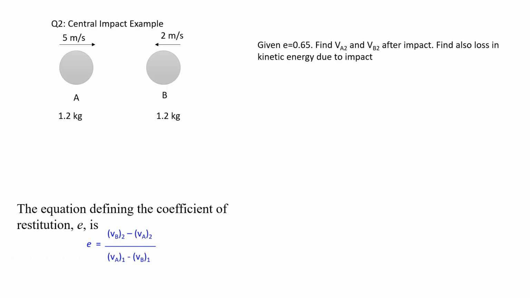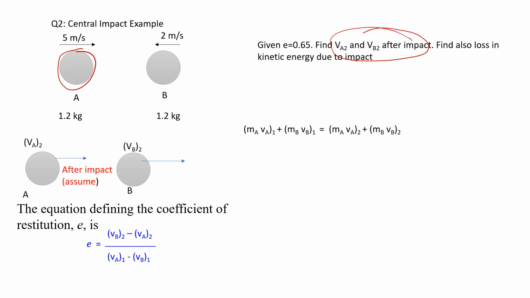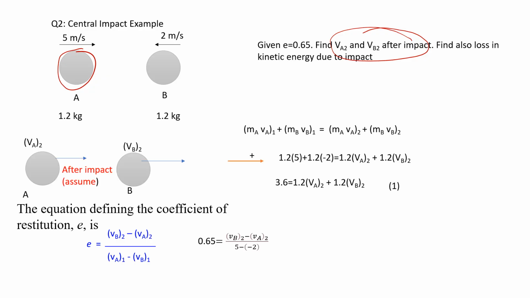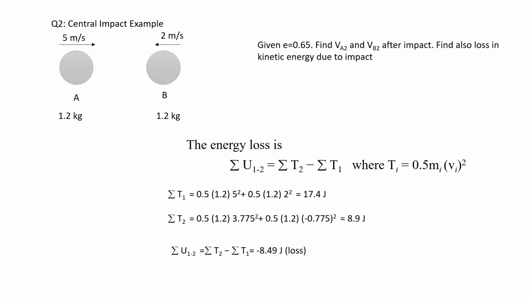So this is an example which we did in the class. Two bodies, and we have been asked to find out the velocity after impact. We have these two equations and two unknowns, which you can solve. So this is for the central impact.